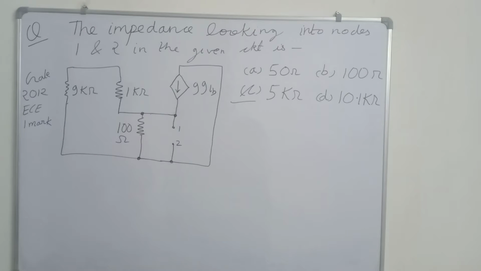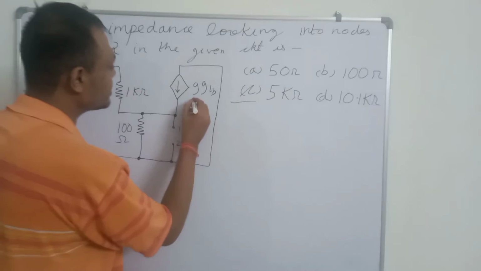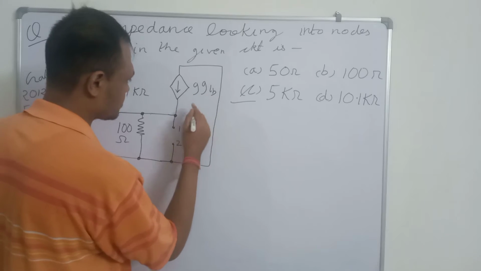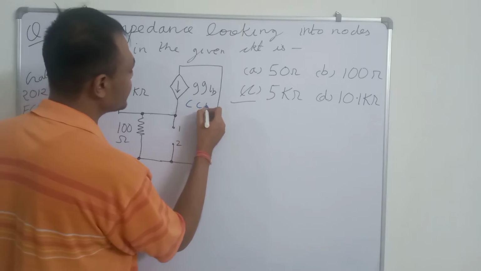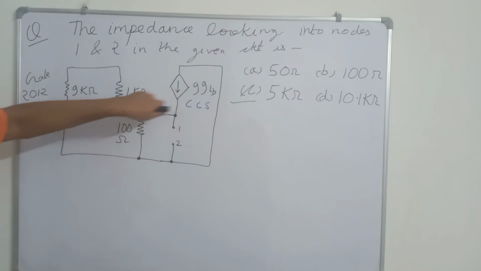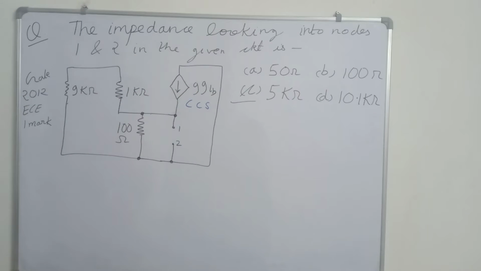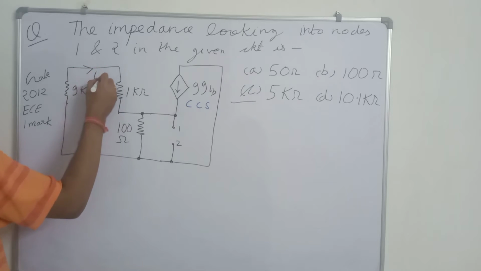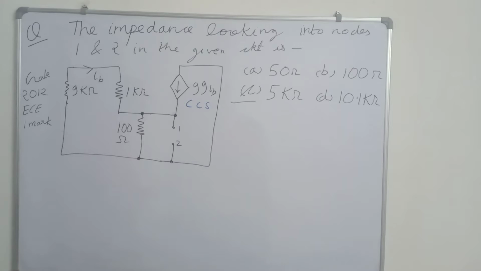Now this circuit consists of only dependent sources. This is a current dependent current source. We can write it as CCCS, current dependent current source, because it is dependent on current IB, and current IB is flowing through here. This is the current IB. So this circuit consists of only dependent sources.